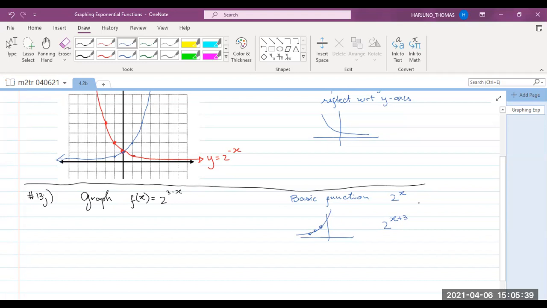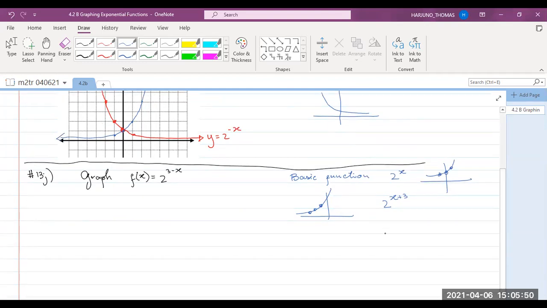Okay. Now, originally it's here, right? Now you move it 3 units to the left. And then we will replace x by negative x. Replacing x by negative x gives us 2 to the 3 minus x. But again, replacing x by negative x is reflecting with respect to the y-axis. Okay, that's what it looks like.